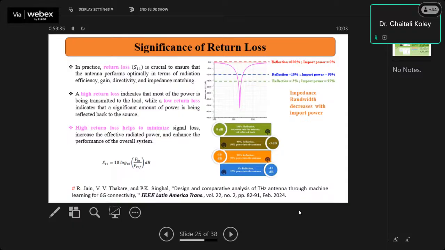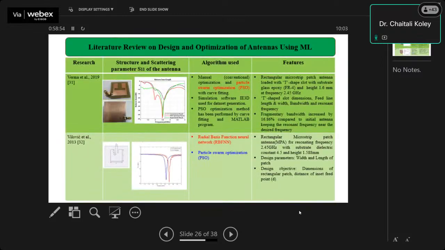So it is obvious that whenever we are doing antenna design, we always look at the S11 parameter, the return loss. A high return loss is obviously required to design a good antenna. Now we are going to start the different types of antenna design in terms of the different machine learning algorithms that we have used.